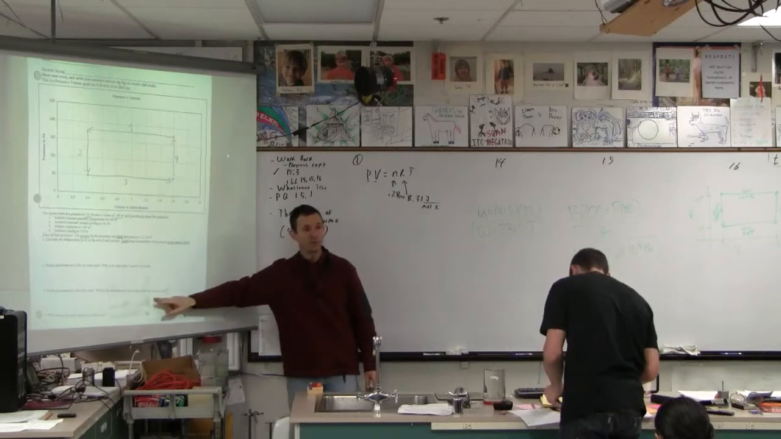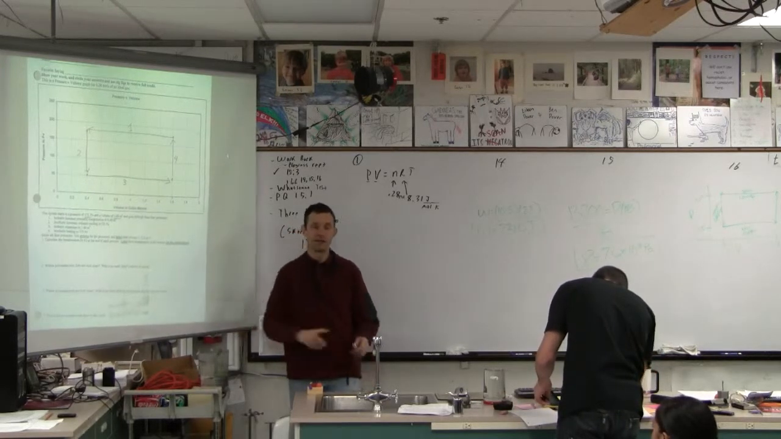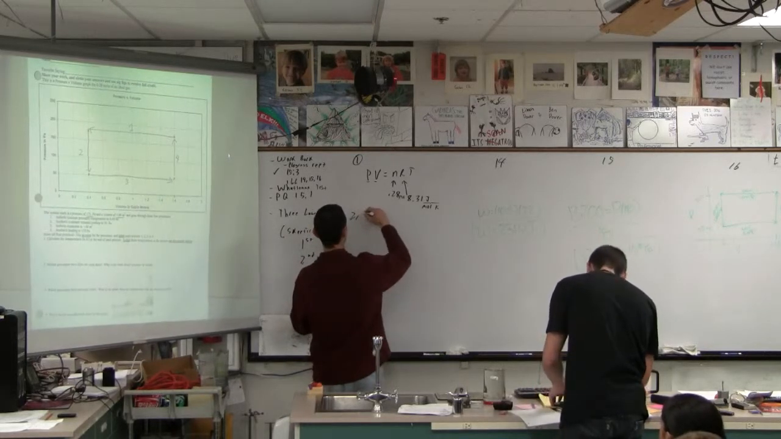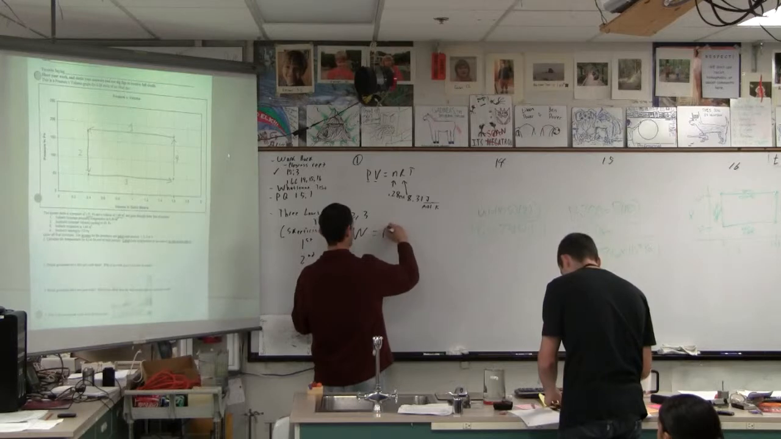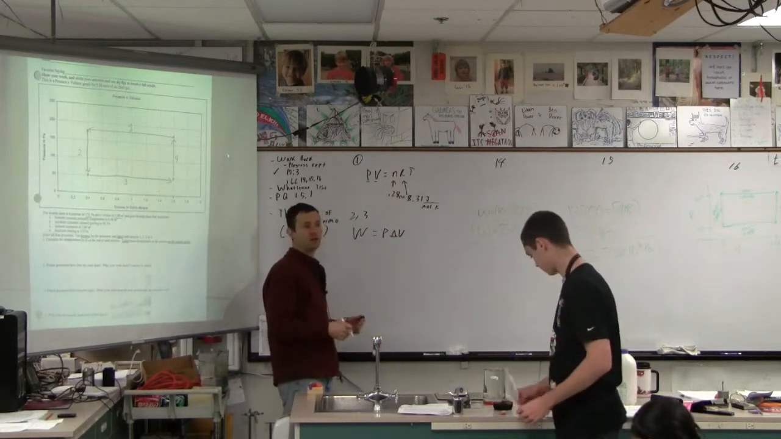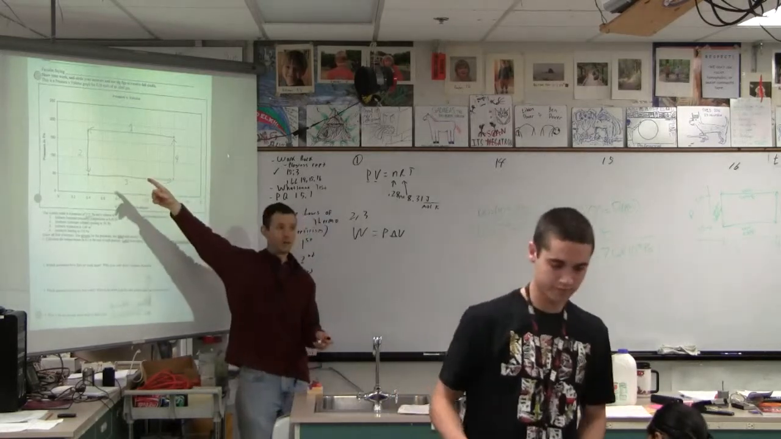So that's number 1. Number 2 and number 3. For number 2 and number 3, the answer is you've got to use this formula. Work is pressure times change in volume. And of course, when there's 0 change in volume, there's 0 work done. So these vertical bits are the ones where there's no work done.